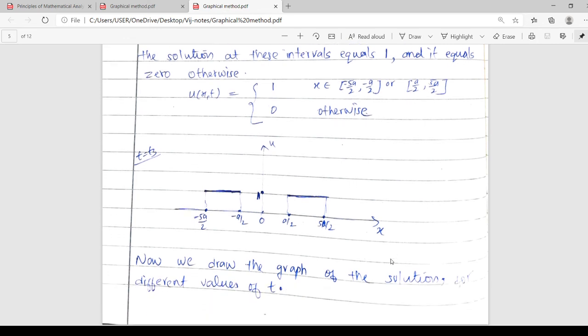So we have seen the nature for t equal to 0, which is the initial function, then t equal to t1, t equal to t2 and t equal to t3. We have drawn different figures. Now to draw the solution, we have to draw all of it in a single graph. So now we have three variables: x, time t, and the solution u. If we assign different axes for all these variables, then it will be a three-dimensional figure.